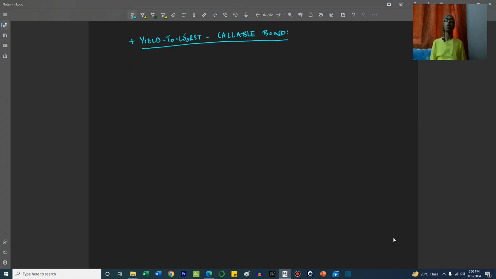Yield to worst for a callable bond. What do we mean by this? Let's see. Let's say we have a callable bond with 5 years of maturity: 0, 1, 2, 3, 4, 5. Now, the bond is callable at years 3, 4 and 5.